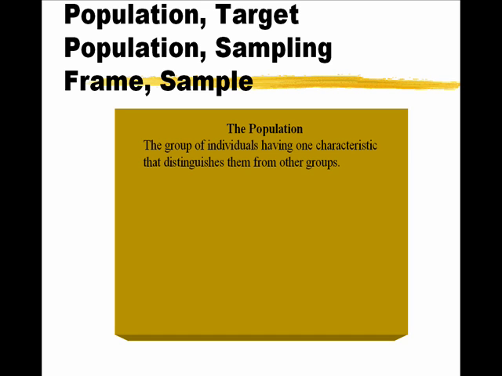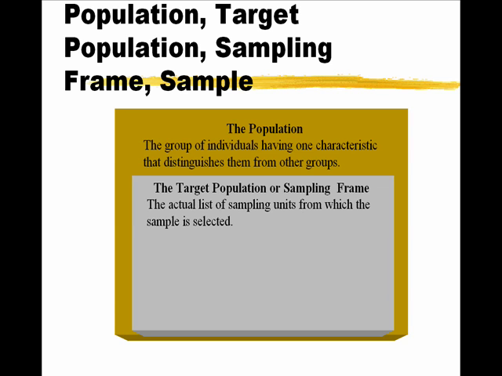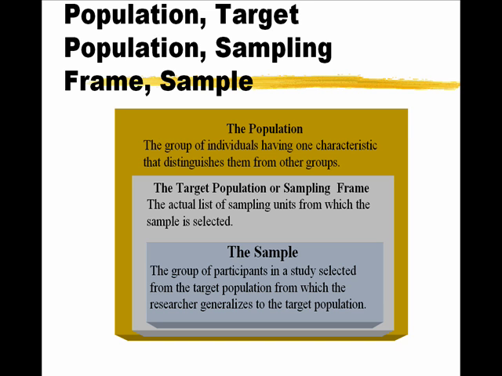So our population is just a group of individuals having a characteristic that distinguishes them from some other group. From that population, we have a target population, or it can also be called a sampling frame. Sometimes we call it a target sample. It is the actual list of sampling units from which the sample is selected. And I'll talk about this a little bit later when I talk about a pilot study. And the sample is the actual group of participants in the study selected from the target population, from which the researcher generalizes to the target population.